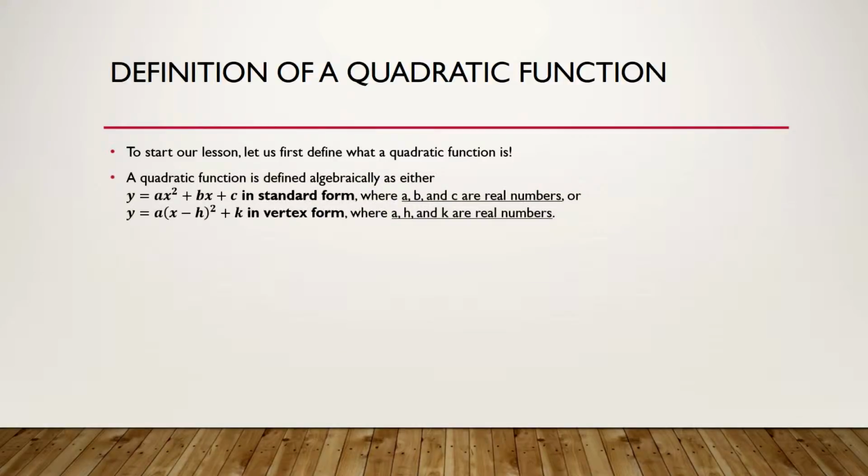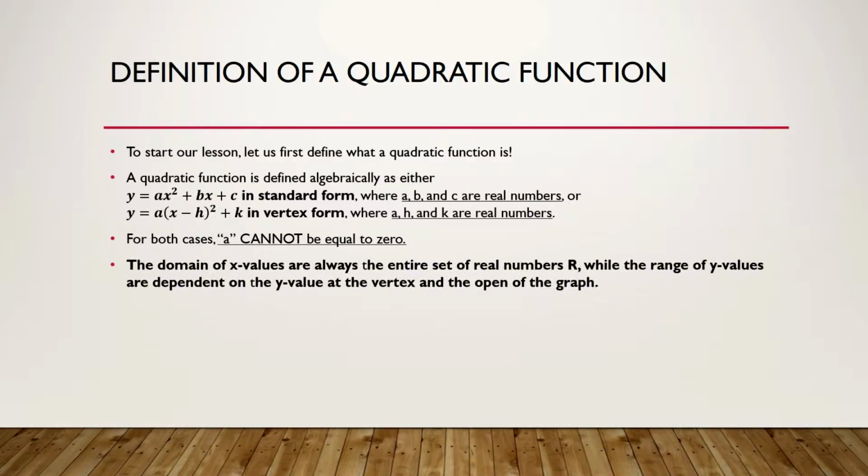A quadratic function is defined algebraically as either y = ax² + bx + c in standard form, where a, b, and c are real numbers, or y = a(x − h)² + k in vertex form, where a, h, and k are real numbers. For both cases, a cannot be equal to 0.